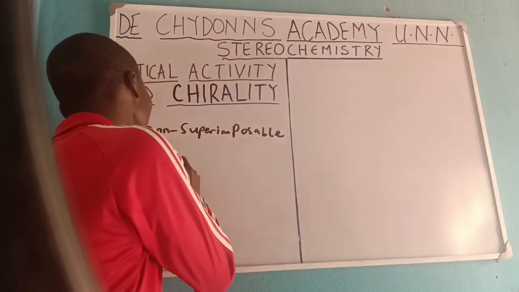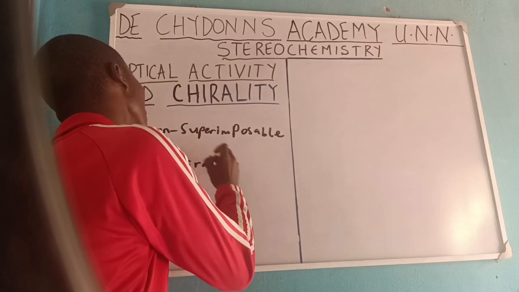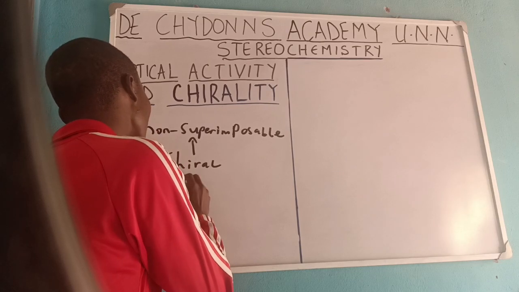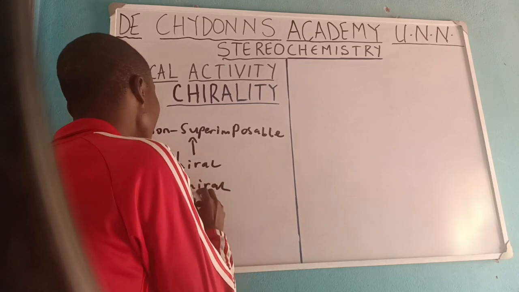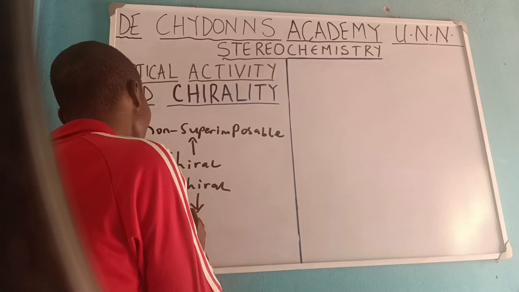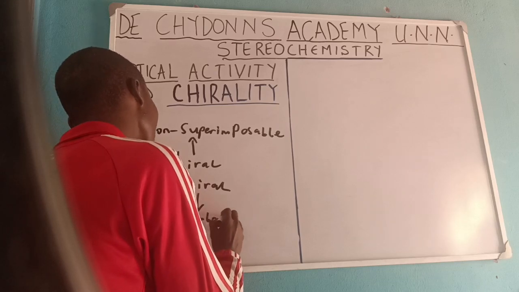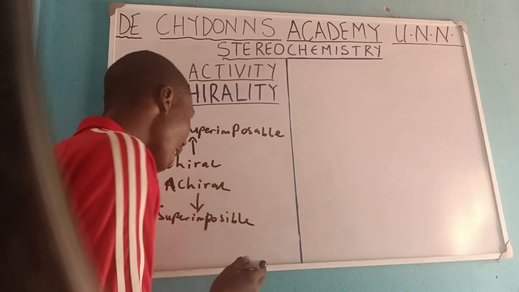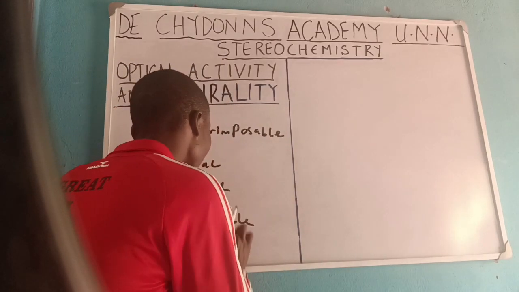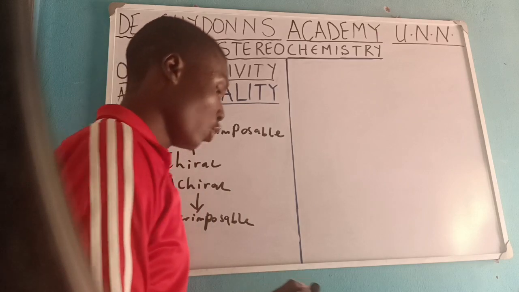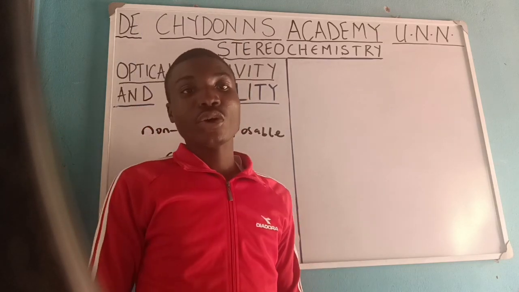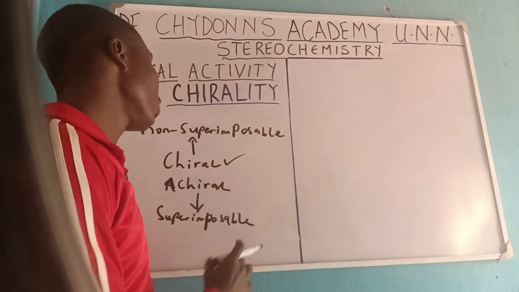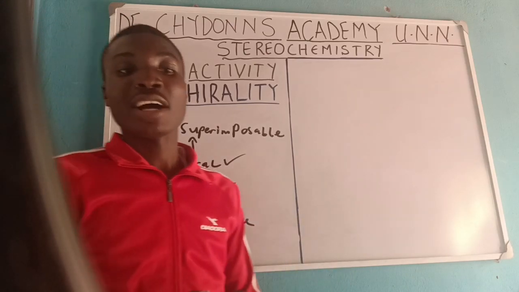So we have chiral, which is when the image is non-superimposable. Then achiral is when the image is superimposable. So when the image is superimposable, then we have an achiral object. Optical rotation only takes place in chiral objects. Optical rotation does not occur in an achiral object.